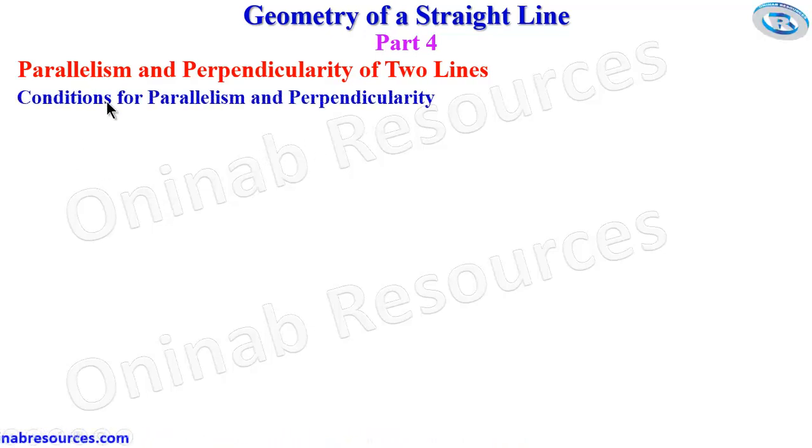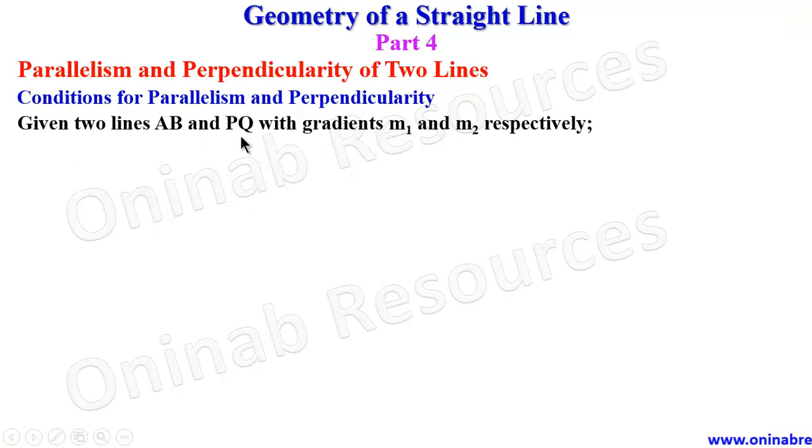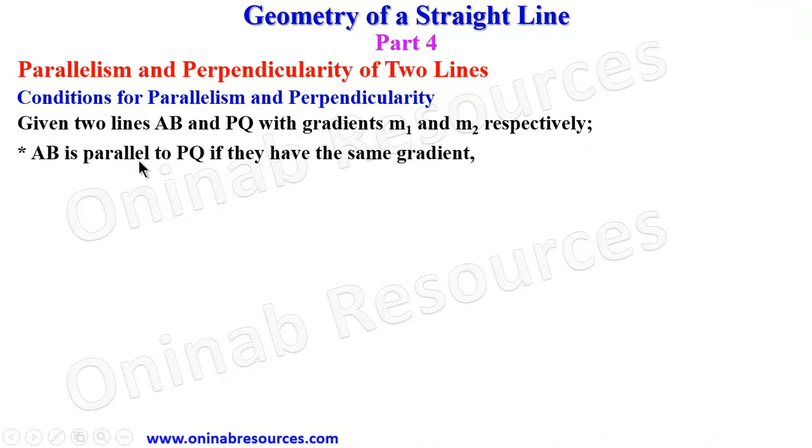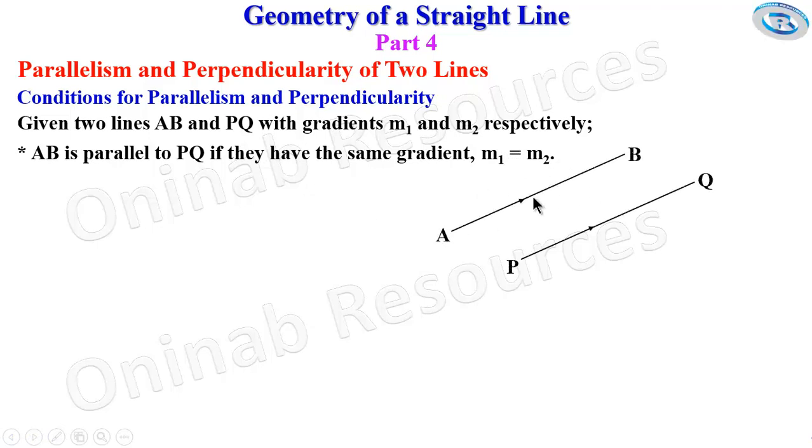In this video, we'll be looking at parallelism and perpendicularity of two lines. So we start with the conditions for parallelism and perpendicularity. Given two lines AB and PQ with gradients M1 and M2 respectively, AB is parallel to PQ if they have the same gradient. That is, M1 is equal to M2. So we then say AB is parallel to PQ.